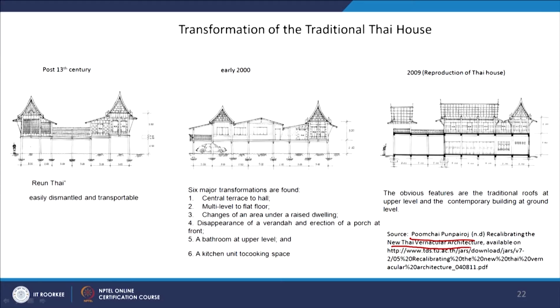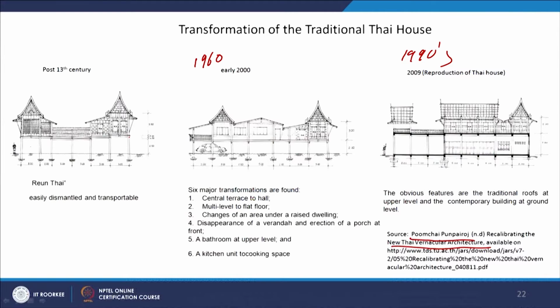Now, Phumparoj talks about recalibrating the new Thai vernacular architecture. In fact, what he does is, post 13th century, I would say maybe about a little correction in this, and you can see the transformation of a traditional Thai house. He actually documents the way the Thai house is gradually changing by its form, by its usage.